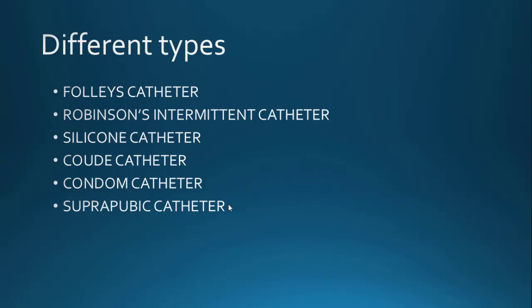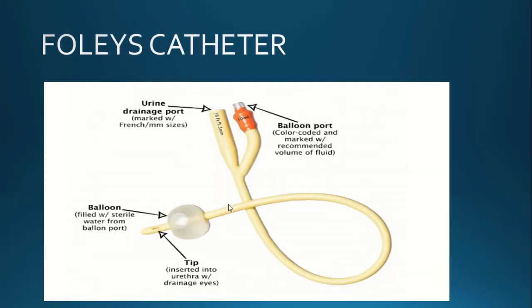There are different types of catheters, which include Foley's catheter, Robinson's intermittent catheter, silicone catheter, Coude catheter, condom catheter, and suprapubic catheter. This is a basic design of a Foley catheter. This port is for urinary drainage, and this is for balloon inflation. This is a balloon which is inflated with the sterile water, and this is a tip for insertion in the urethra.